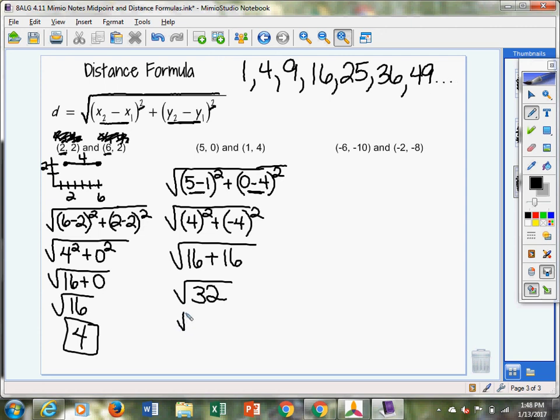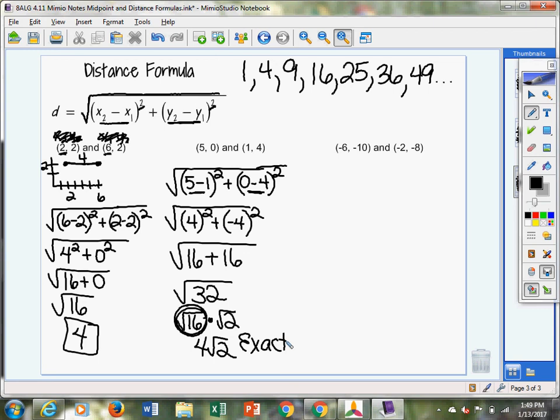I know that the square root of 32 is the square root of 16 times the square root of 2. I know 16 times 2 is 32. 16 is perfect. I can take the square root of 16. I know that that is 4. Can't take the square root of 2. That's going to give me a decimal. And that is the simplified version right there. Okay? We call this the exact answer because we didn't have to round the decimal to write the answer.